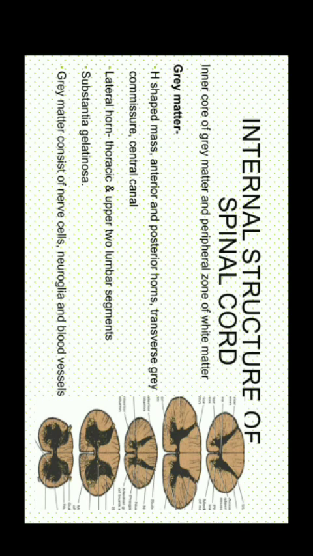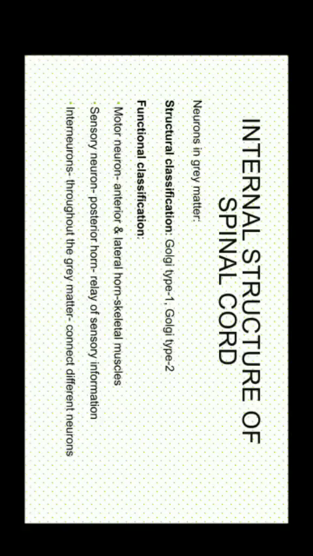So this gray matter basically consists of this dark colored part. It consists of nerve cells, neuroglia and a few blood vessels. Now let us go into more detail about what exactly is present within this. The neurons within this gray matter are classified structurally as Golgi type 1 and type 2. The Golgi type 1 have long axon fibers, and type 2 have short axon fibers.